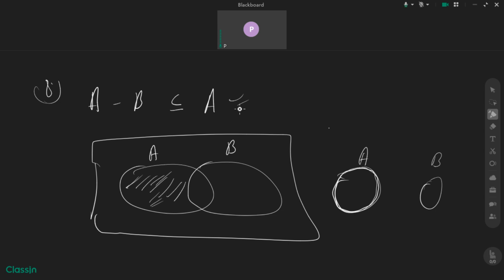And similarly, on the same basis, we have the same result for B minus A. Either it will be a subset of B or it will be equal to B. Let us see the next result.